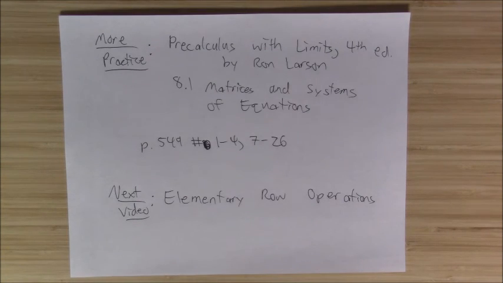For more practice with these concepts and starting off with matrices, be sure to see page 549 of the textbook and work problems or exercises 1 through 4 and 7 through 26. In our next video, we're going to start setting up for Gaussian elimination by looking at elementary row operations.